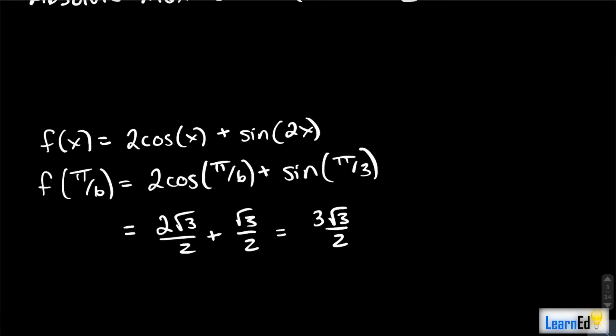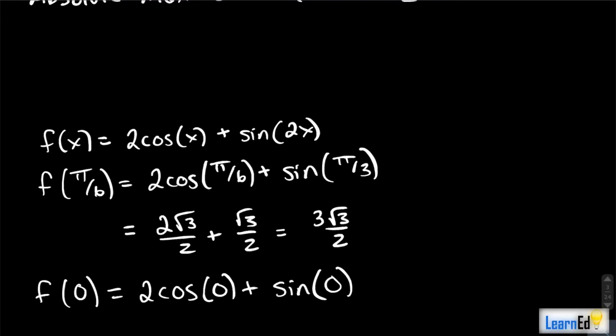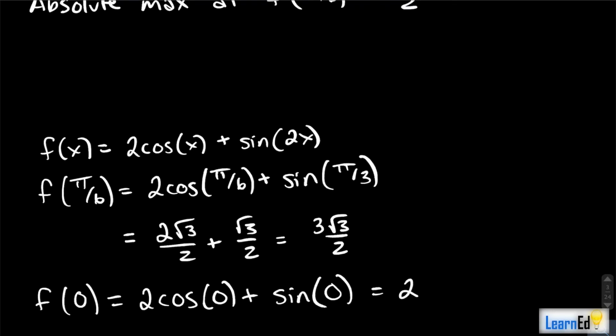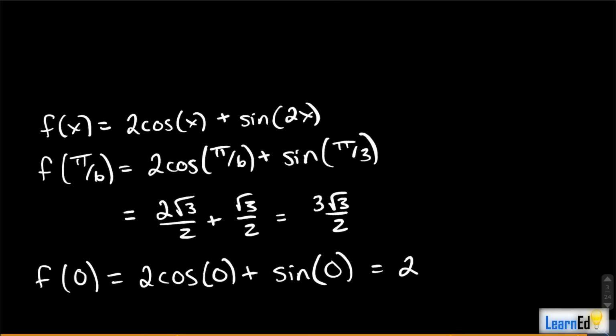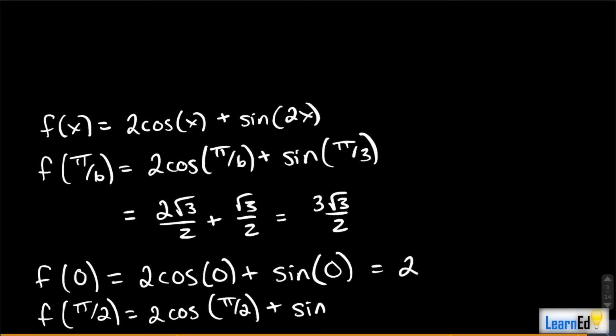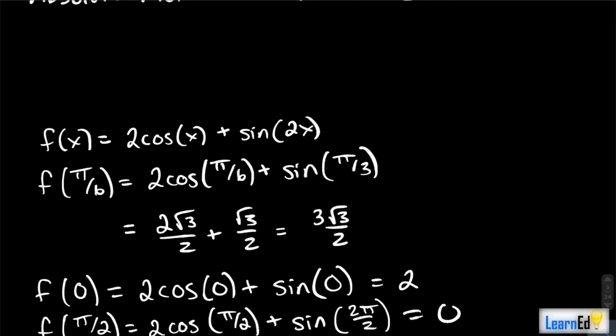Now, to do that, we'll plug in 0 first, and then we'll plug in pi over 2. So we have 2 cosine of 0 plus a sine of 0, right? 2 times 0 is 0. And from that, we get 2. Okay, so there's the value at f of 0. Now what about f of pi over 2? Well, that's going to be 2 cosine of pi over 2 plus sine of 2 times pi over 2, right? And we know that both of those end up being 0, so we get 0 there. Okay, so this would be a local min, and this would be an absolute min.